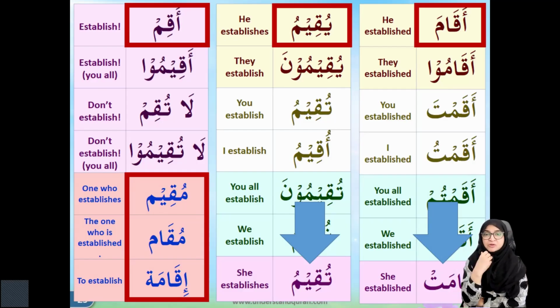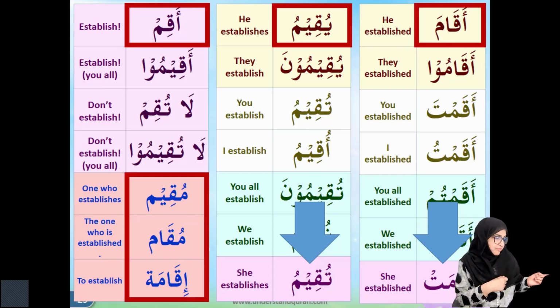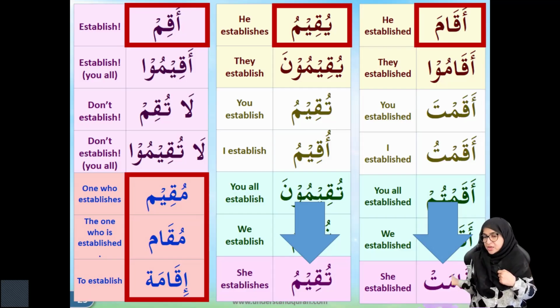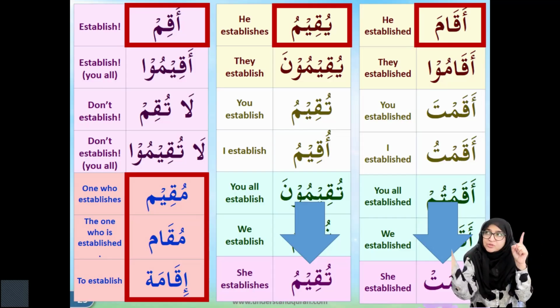Salah is established. Okay. So iqamat as-salah. See, that way. Now remember: aqama, he establishes; aqamat, she establishes. Now the present tense verb: yuqim, he establishes; tuqim, she establishes.